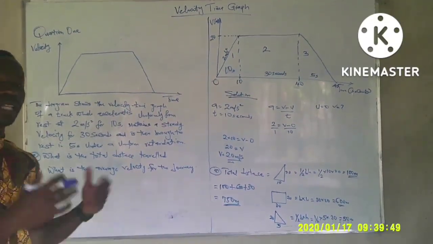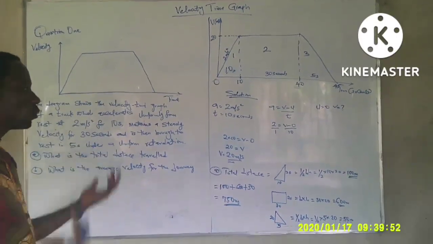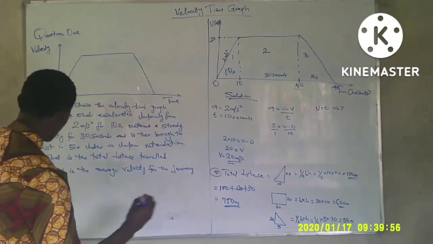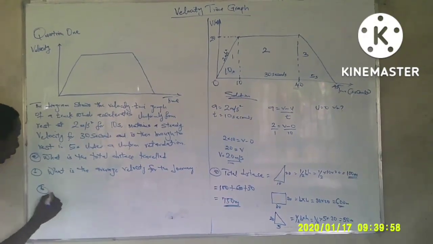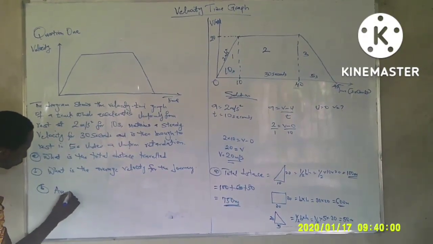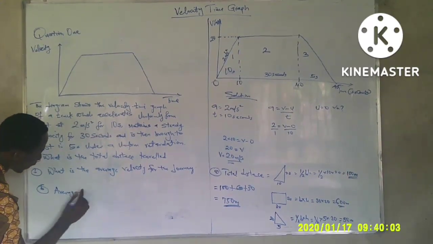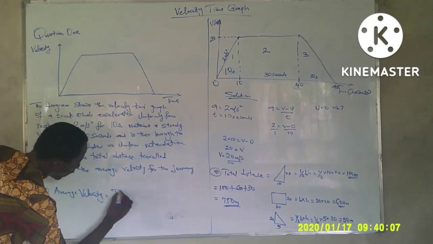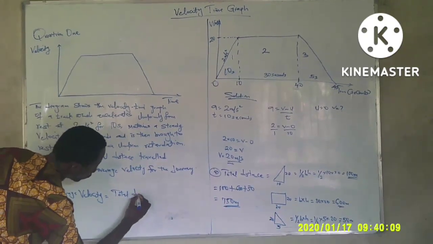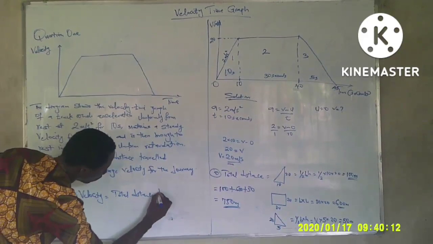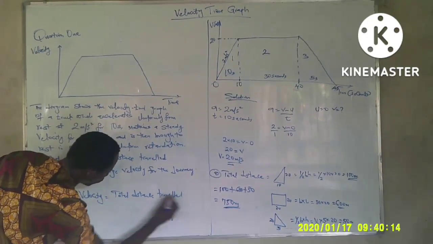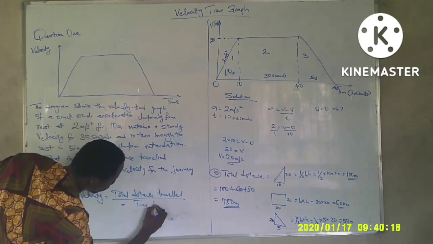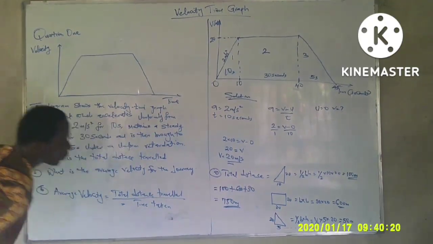Now the second question is, what is the average velocity for the journey? Average velocity is actually total distance traveled over the total time taken. So what is the total time now? Let me solve the second question here. Average velocity is equal to total distance traveled over total time taken.